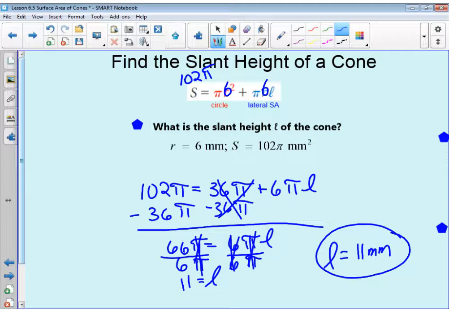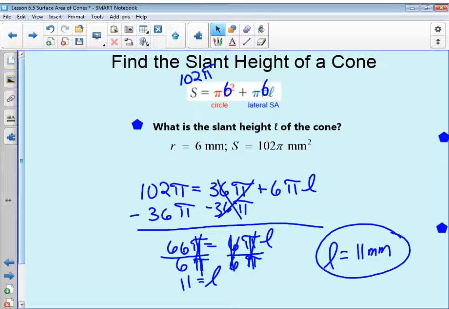Okay, you should have ended up with a slant height of 11 millimeters. Key thing on this is just to understand that that pi is just representing a number. If it is more comfortable for you to do your numbers with pi as 3.14, you can go ahead and simplify it that way. It's just that you're going to have to do a few more steps there that I didn't do in this lesson. So good luck with this.